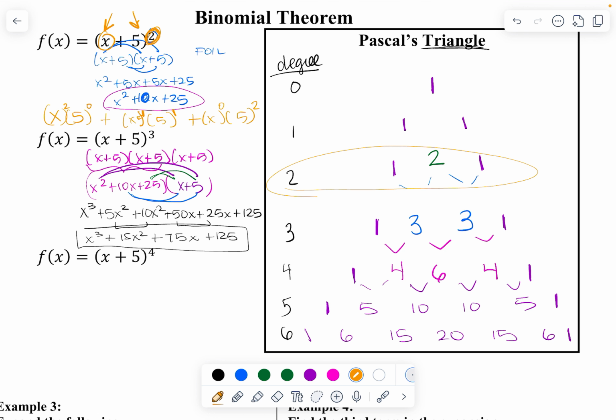Okay? So the first term is going to be decreasing. The second term is going to be increasing. Notice what this turns into. x squared times 5 to the 0 is just x squared. We see it right here. x to the 1 times 5 to the 1, oh sorry, there's a 2 here. This is the coefficient. Here we go. 2 times 5 is 10, so that's our 10x, okay? And then x to the 0 is just 1, and 5 squared is 25, so this works out.